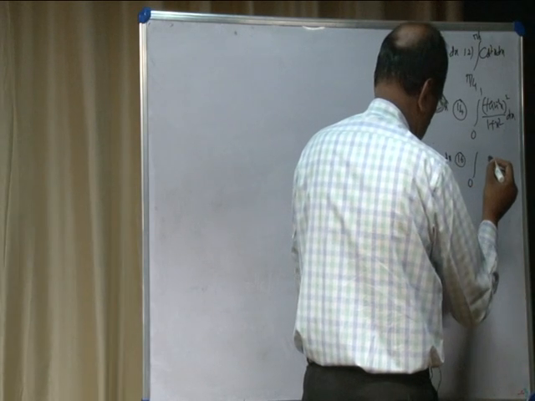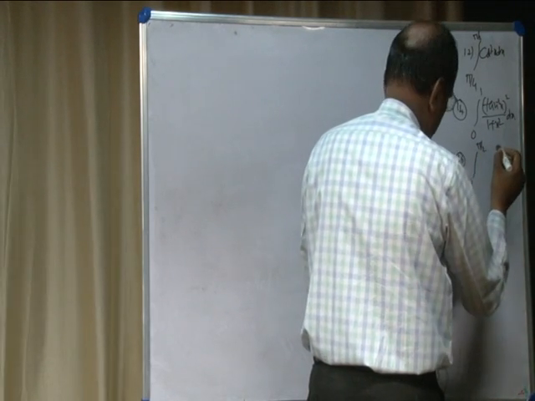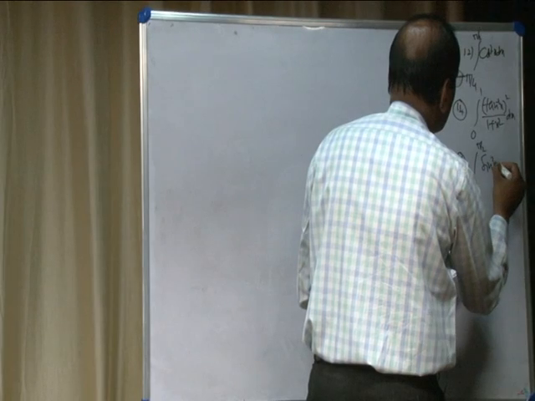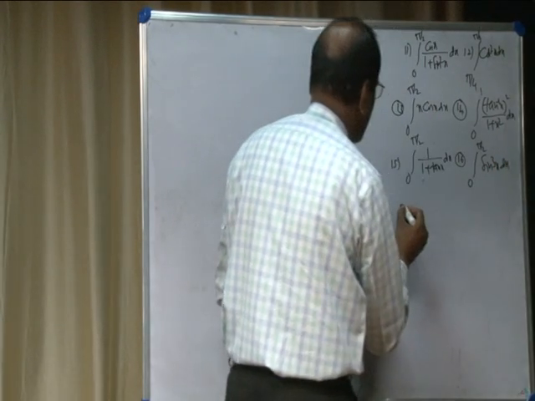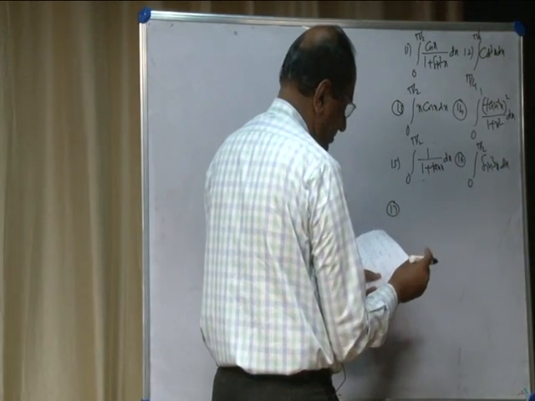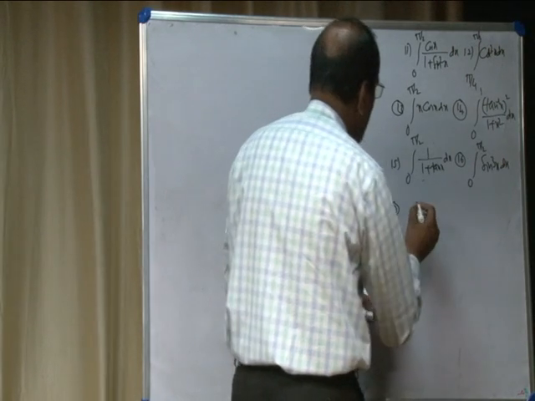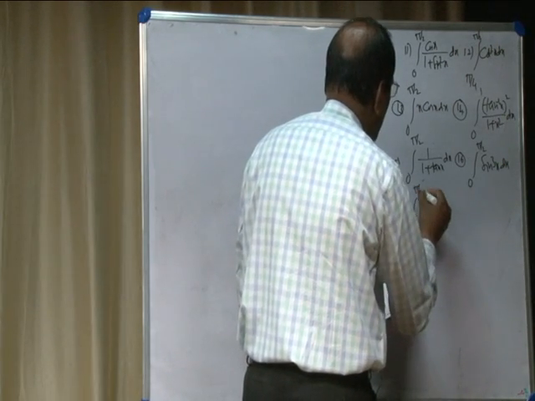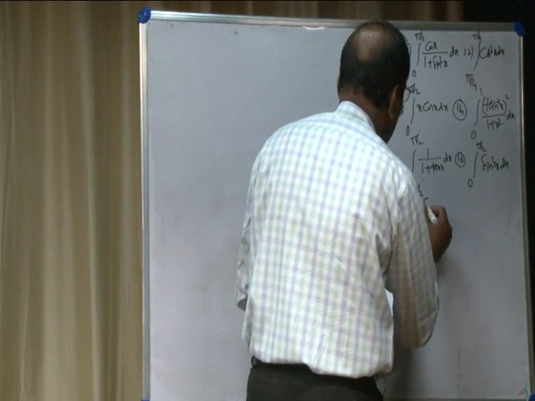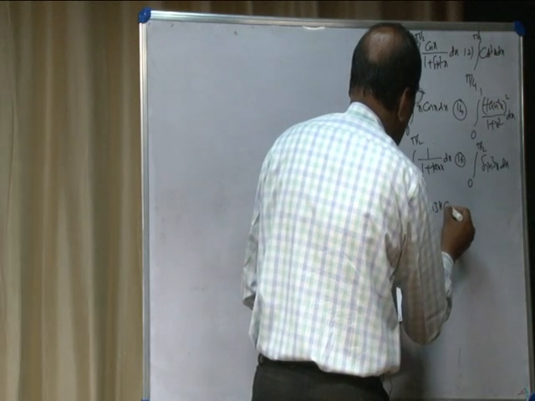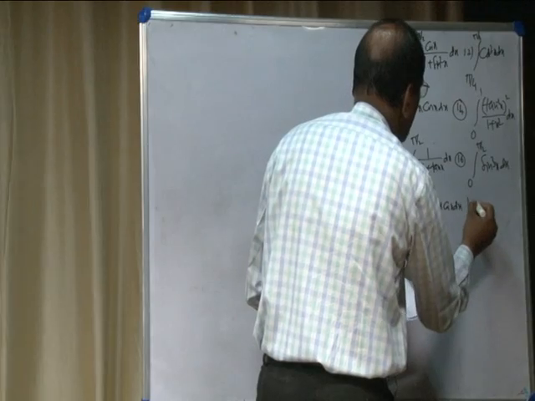16th problem: integral of 0 to pi by 2 sin cube x dx. Problem number 17: integral of 0 to pi by 2 sin 3x cos x dx.